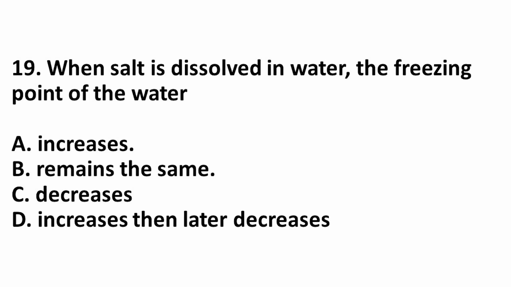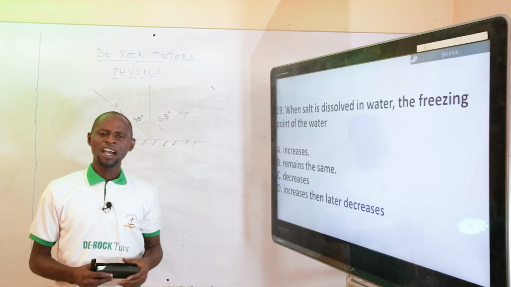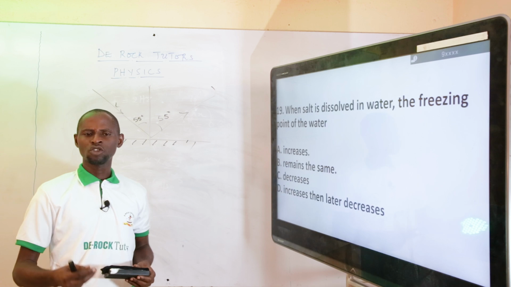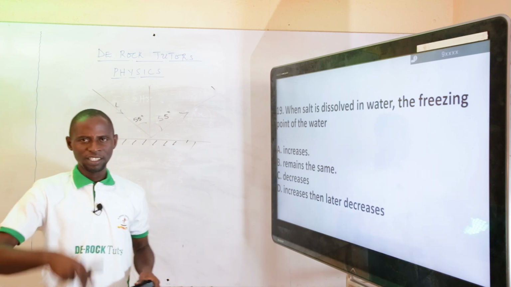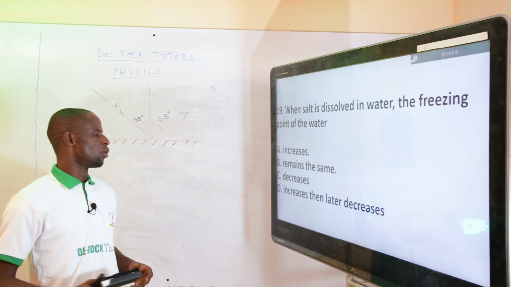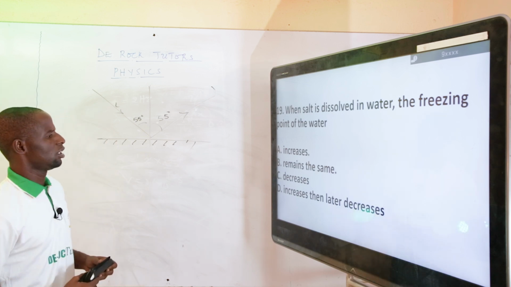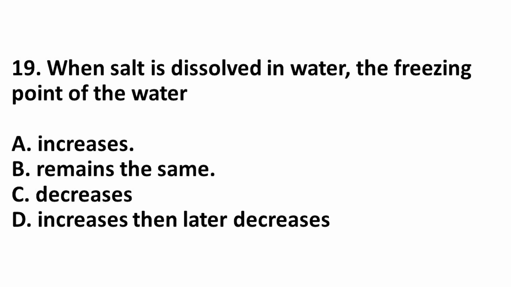Next question. When salt is dissolved in water, the freezing point of the water: A, increases; B, remains the same; C, decreases; D, increases then later decreases. Whenever an impurity is added to pure water, the impurity will decrease the freezing point of the water. So the correct option is that the freezing point will decrease. So the correct option is C.